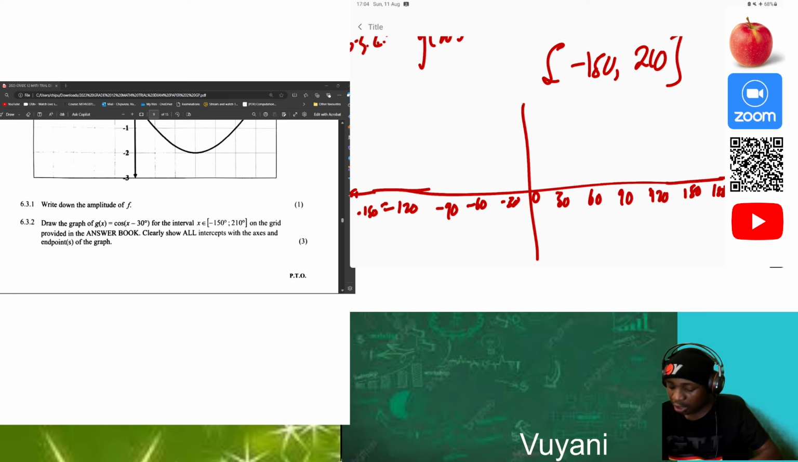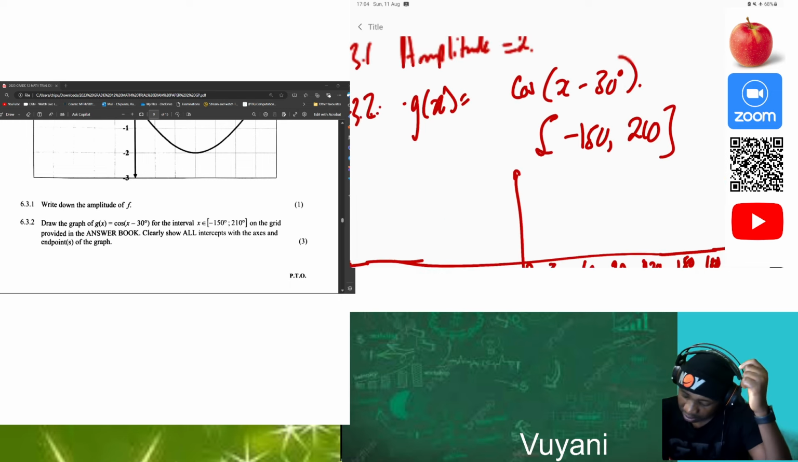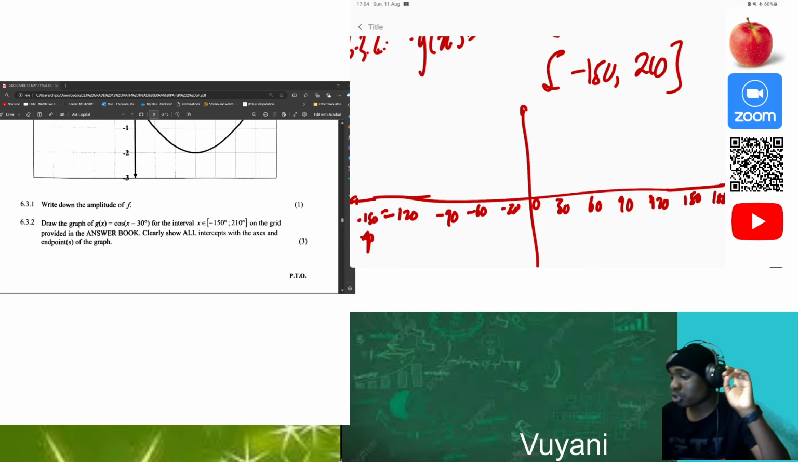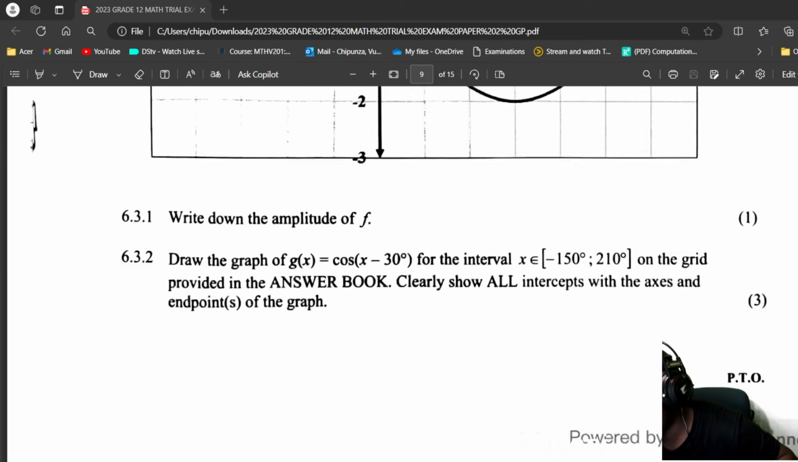Then after that, we use our calculators. We press the mode button, then choose graph number 2, then put our function over there. Then they will ask you where it starts, which is negative 150. Where is it ending? It's ending at 210. What is our step? In this instance it's 30, the difference between two points is 30 degrees. So that will be easy, and you can plot the function.